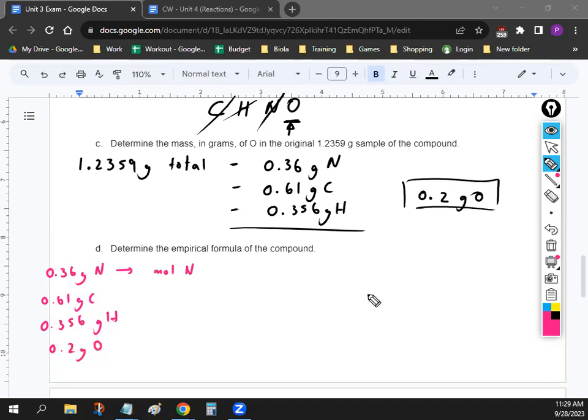I'll actually give you the final answer. For test corrections, you do need to show the work, so this is just so you can check your work at the end. But the final empirical formula will be C4H5N2O. This will be your final answer. Again, turn it into moles, plug it into the equation, and divide by the smallest number. It's that empirical formula stuff.